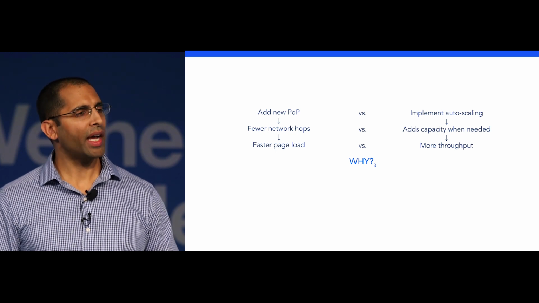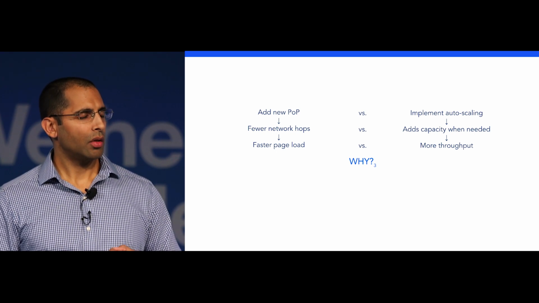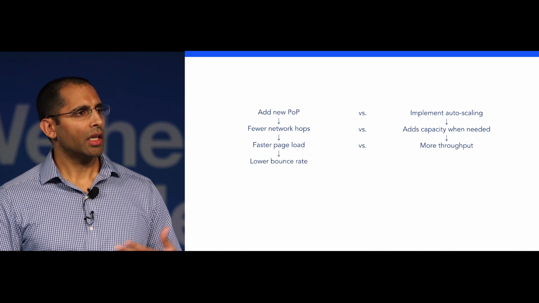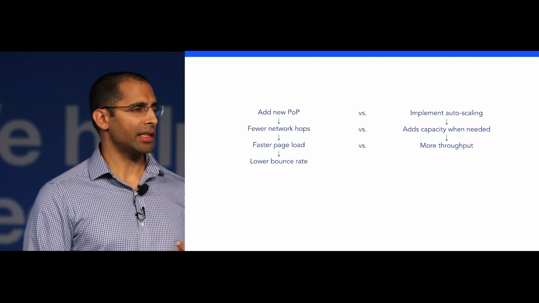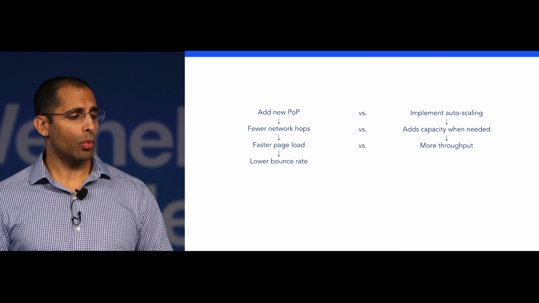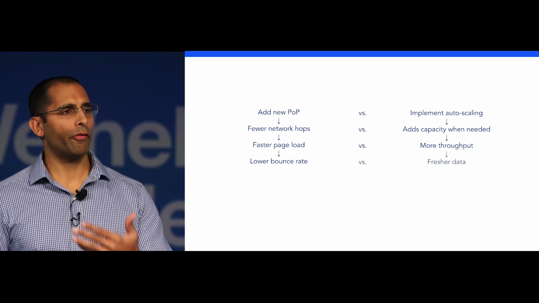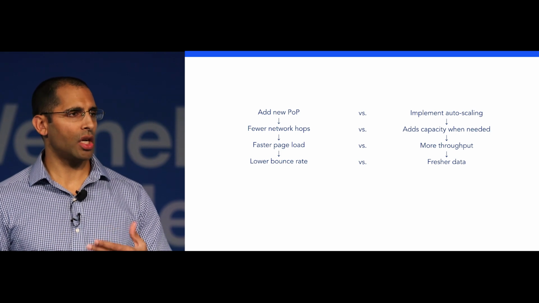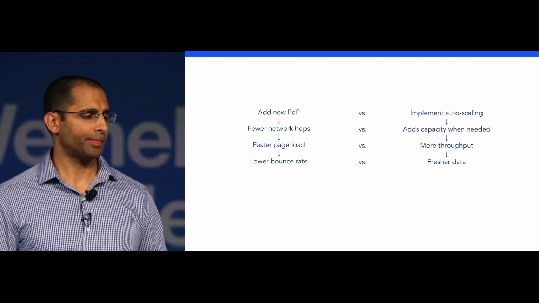Third why, we ask why faster page load? Well, that gives us a lower bounce rate. Users are going to leave a site that's slow, a site that's quick, they're more likely to stick around. Why do we want more throughput? Well, that way we have fresher data available on the site. We deliver jobs more quickly to job seekers.